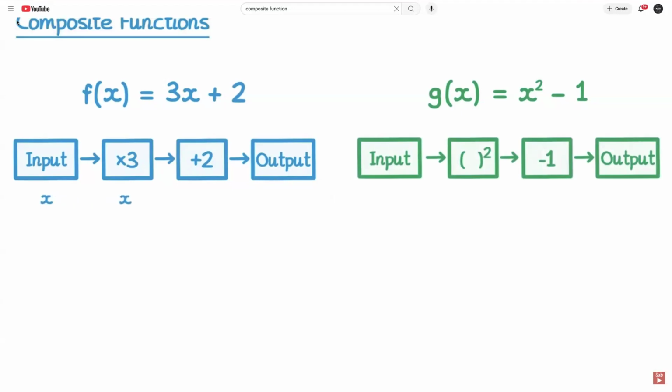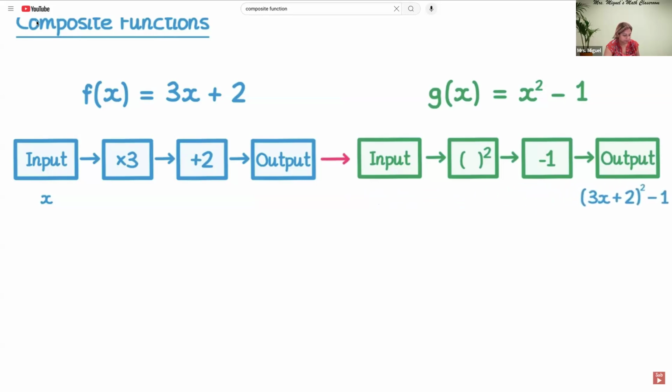We times it by 3 to get 3x. We add 2, which gets you 3x plus 2, and then that's the output of the first function machine. For the next step, we're going to connect the two function machines together to make one massive function machine. This means that the input for the next one is just the output from the previous one, so 3x plus 2. We take 3x plus 2 and square it, and then we take that and subtract 1. This would then be our output.